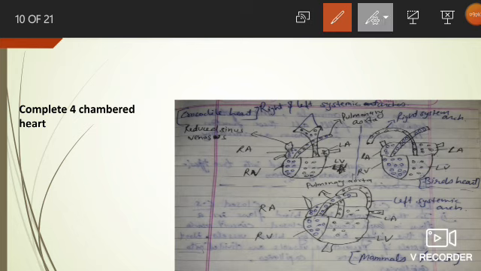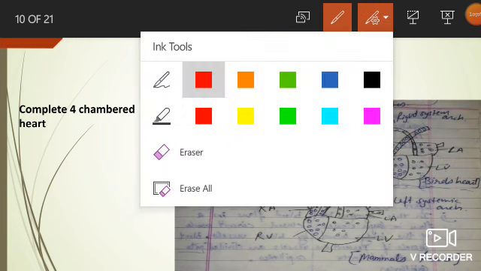Now in the bird's heart, only the right systemic arch is present, and the rest of the structure is the same. That is the right atrium, left atrium, right ventricle, left ventricle. The sinus venosus is in reduced form, but the pulmonary aorta is the same structure, and only the right systemic arch is present. There is no left systemic arch.